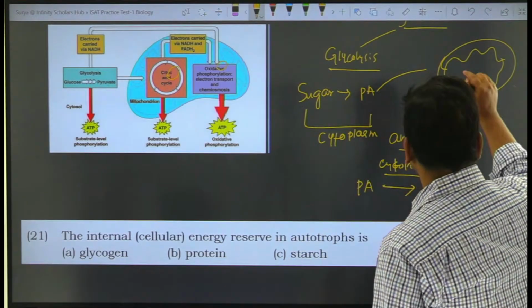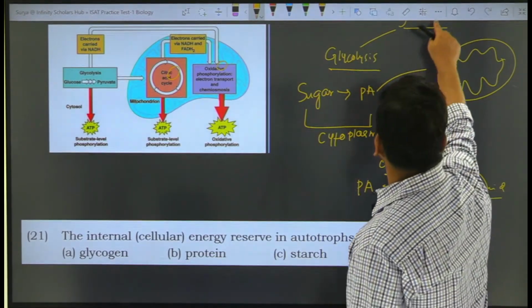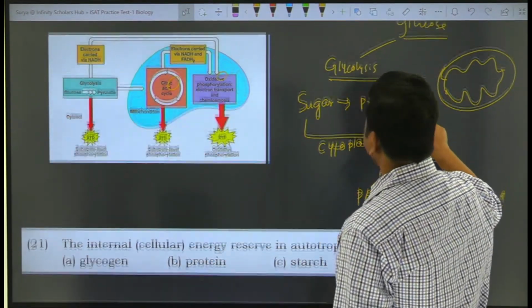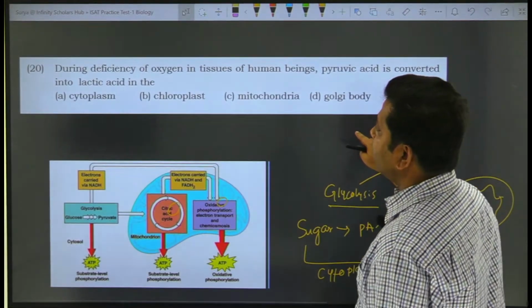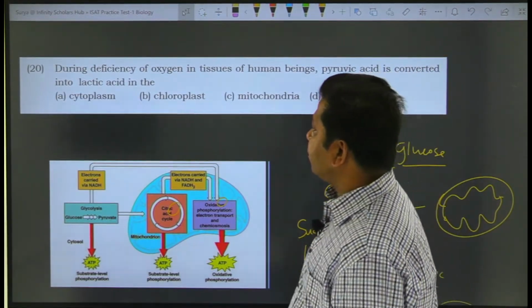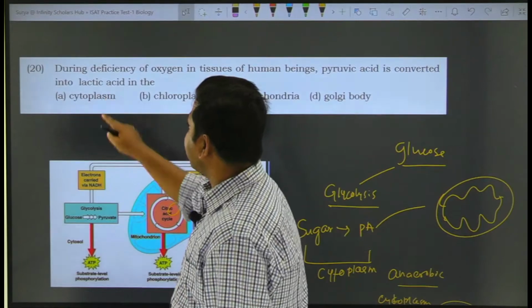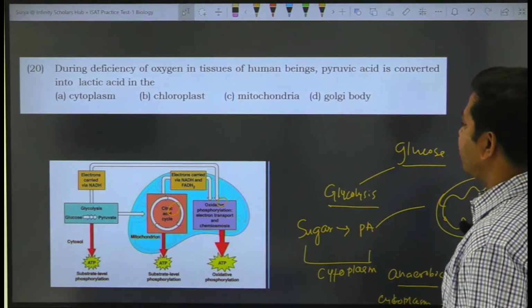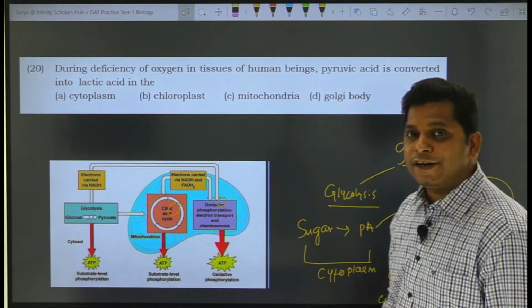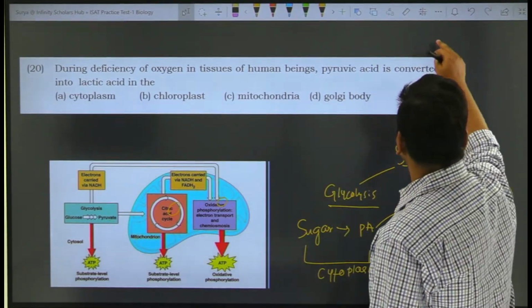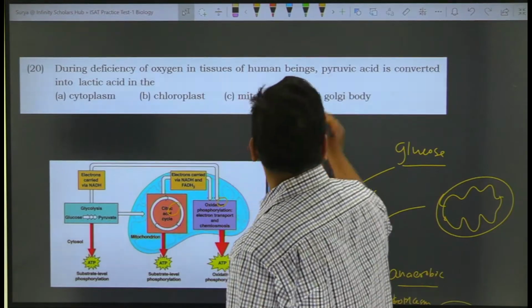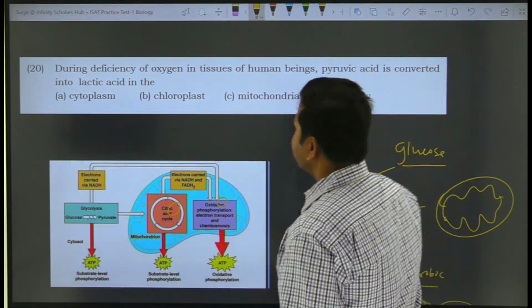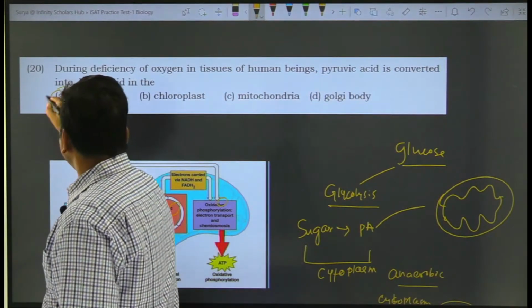Okay, so let us look at the choices which are given here, whether the lactic acid formation happens in the cytoplasm, chloroplast, mitochondria or Golgi bodies. I told you already that anaerobic respiration takes place in the cytoplasm. So, therefore the answer is going to be cytoplasm.